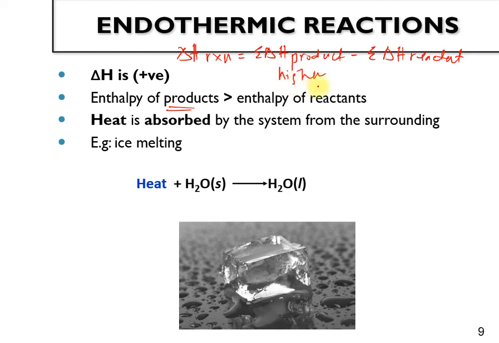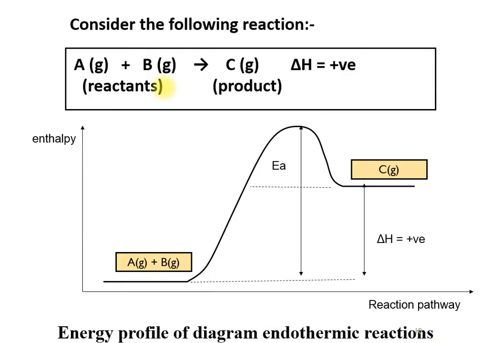Since the heat is absorbed from the surrounding, the enthalpy of products will be higher. So a higher number minus a smaller number, or lower number, we will get the enthalpy being positive. Okay, enthalpy will be positive. So this is the energy profile diagram for endothermic reactions.